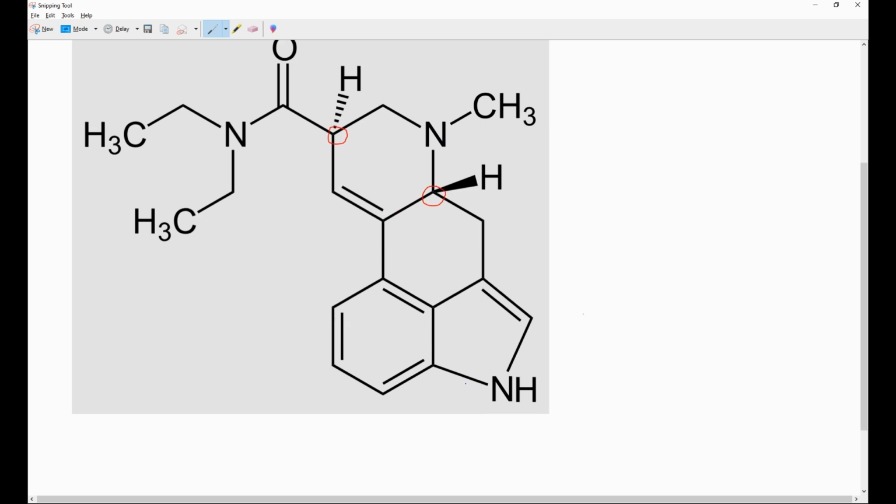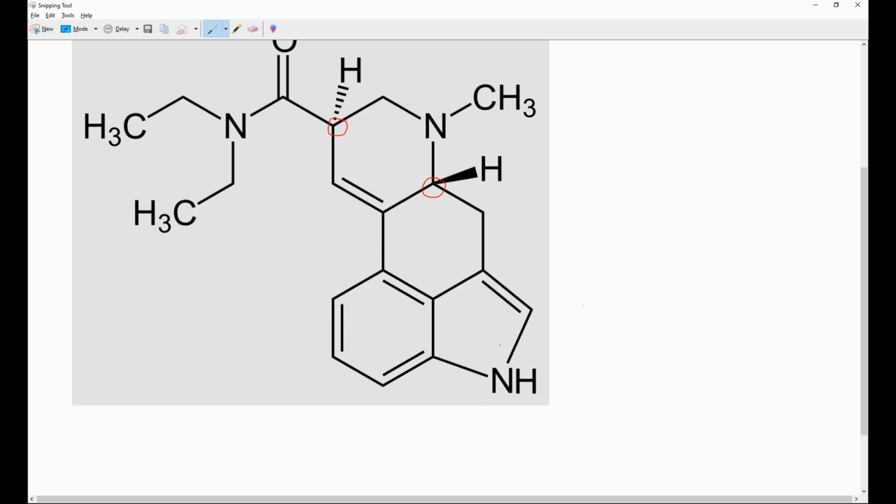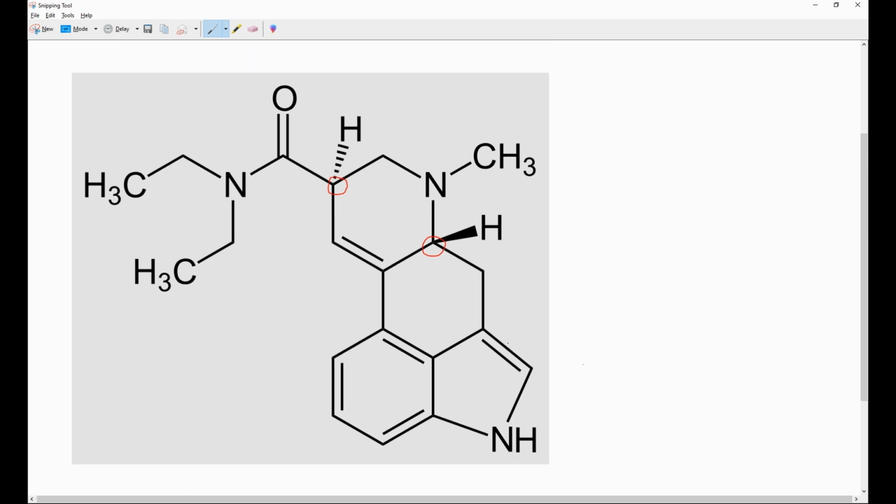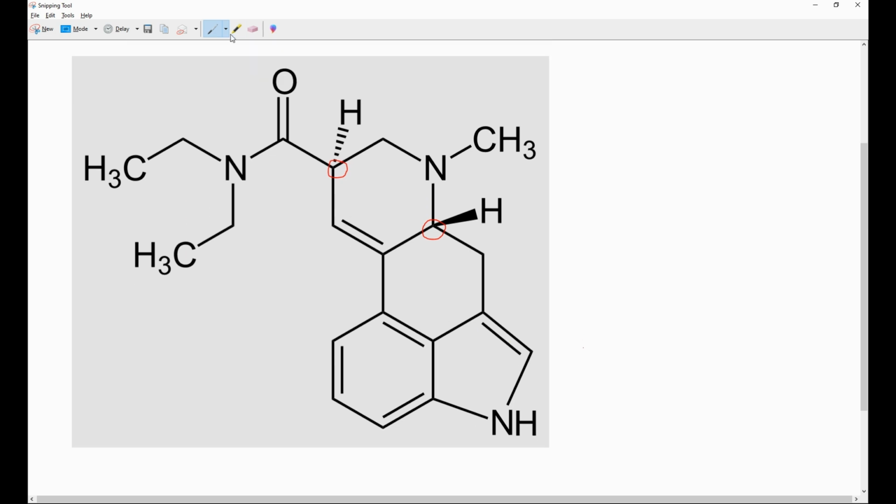So we can keep looking down here, and it truly looks like there are no other stereocenters in this molecule. So we did that first part correctly.